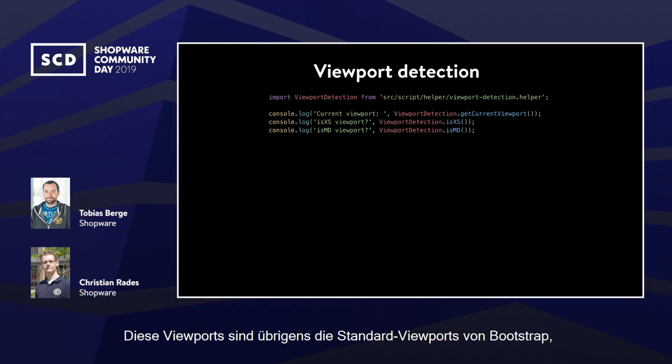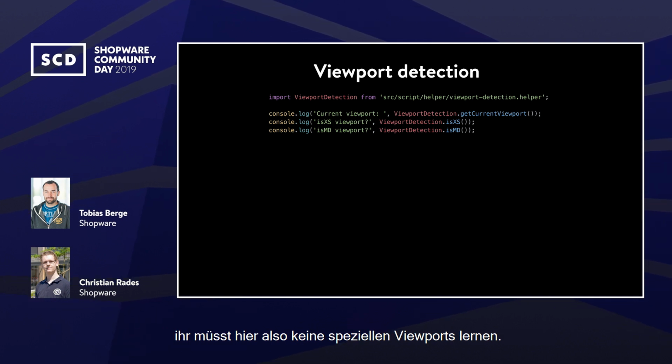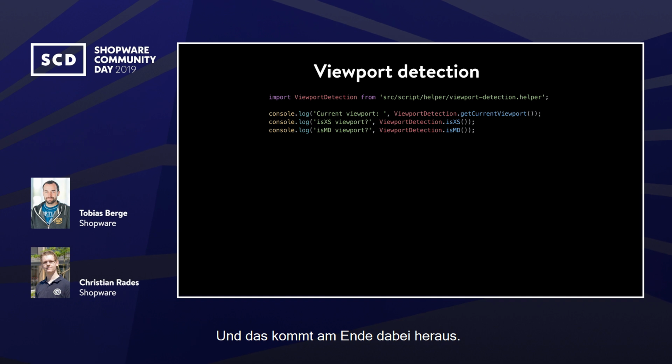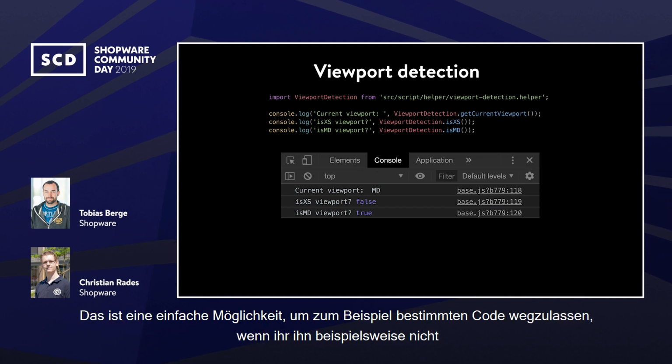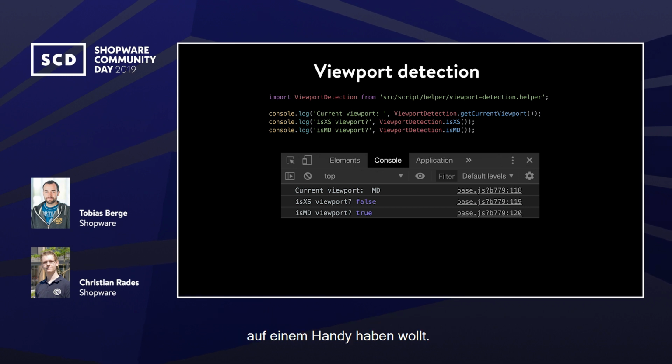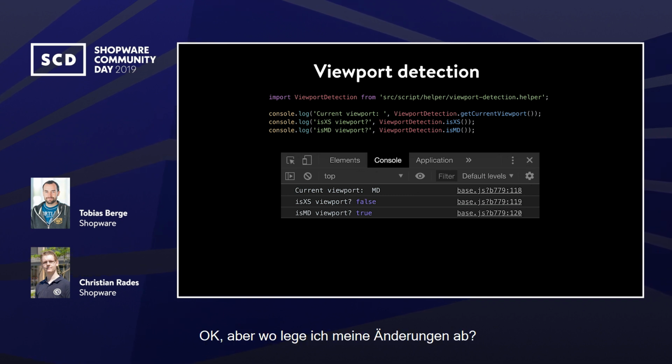Speaking of these viewports, those are the default viewports from Bootstrap, so you don't have to learn any special viewports. This is what it gives you in the end. You can detect everything, and you can use it throughout your JavaScript code. This is a really nice way to, for example, skip certain code if you don't want to have it on a mobile phone or things like this. Okay, but where do I put my changes in, actually?